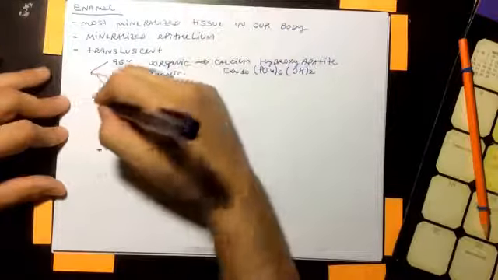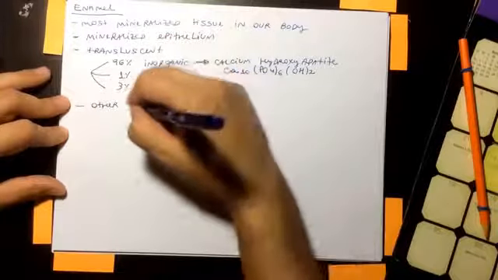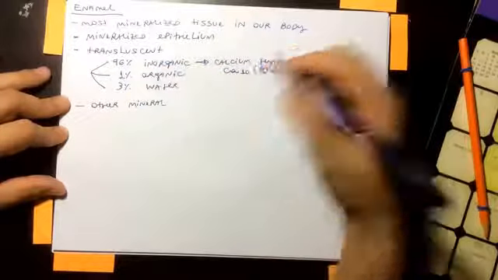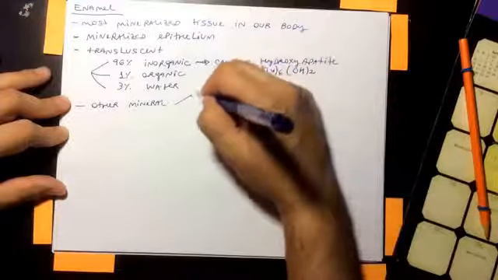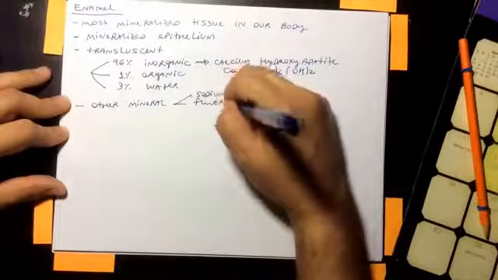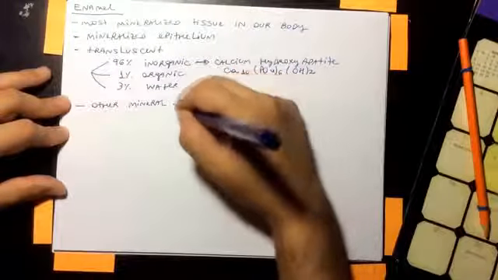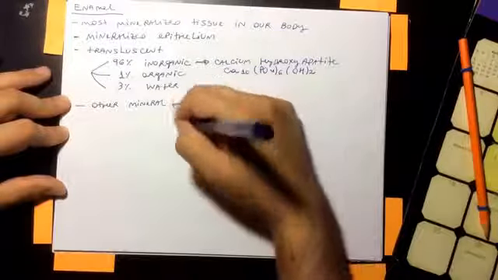There are other minerals present in the enamel, but in much less extent. It's just trace minerals. So just some examples are sodium, fluoride, carbonate, magnesium, and potassium.